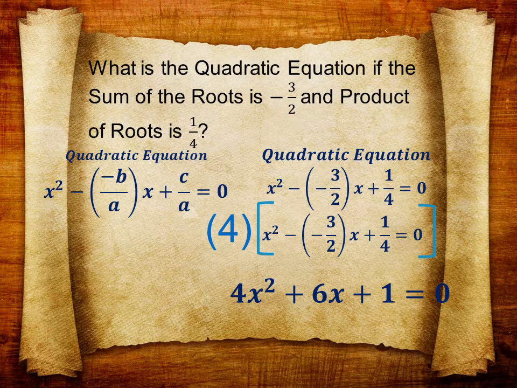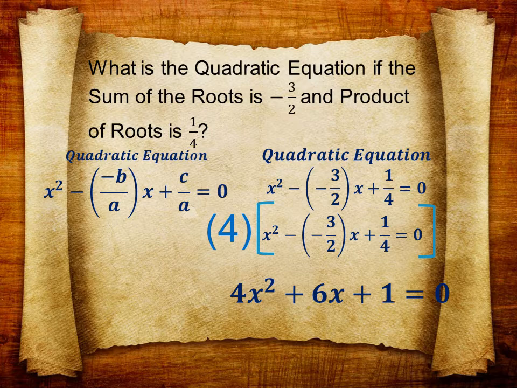plus 6x. Why does it become 6x? So positive 6x. So negative times negative 3 over 2 is positive. And 4 times the numerator 3, you will multiply the LCD 4 to its numerator 3. So it becomes 12. But you have denominator 2. So 12 divided by 2 is equal to 6.